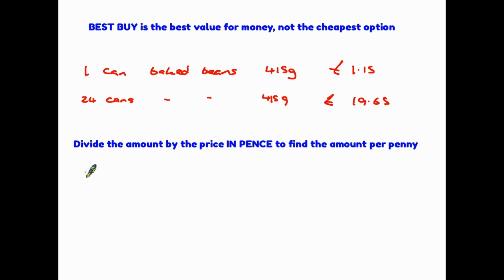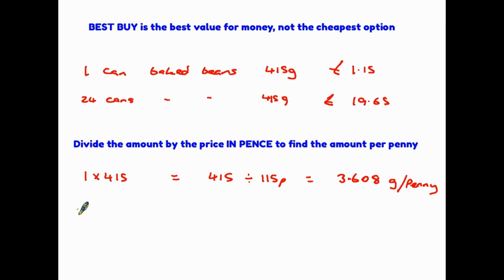Item one was one can. So that literally is one times 415. So we have got 415 grams. We are going to divide that by the price in pence. So that is 115 pence. If we do that, we find that we are actually getting 3.60. Now these decimals do continue. I'm going to three decimal places here. You may have to go to more than that. I'll give you an example shortly. And this is grams per penny. So for every penny that you have spent, you have bought 3.608 grams.